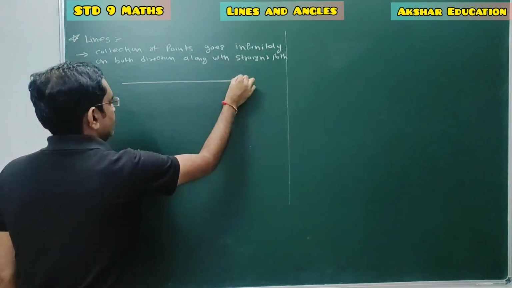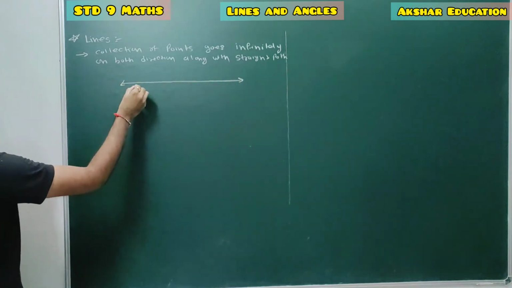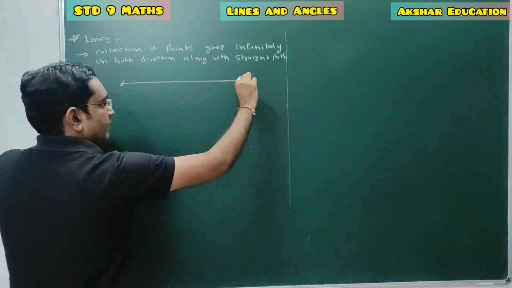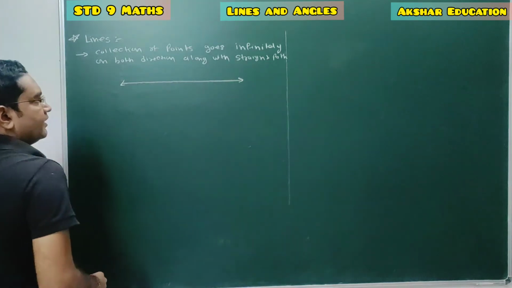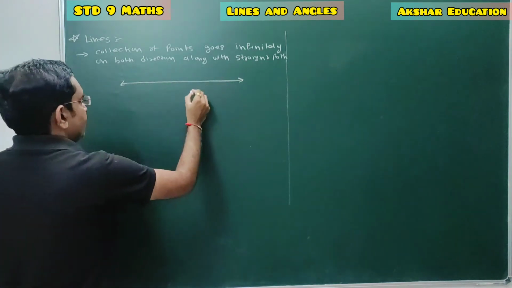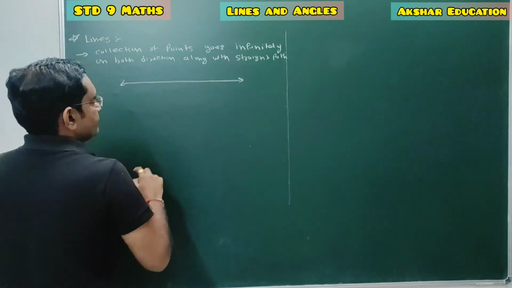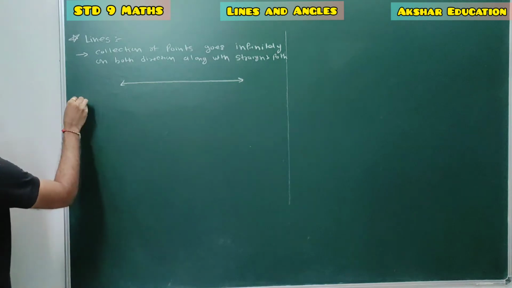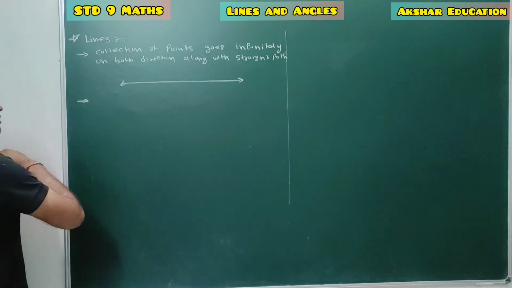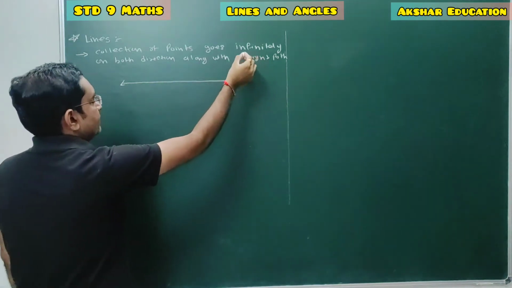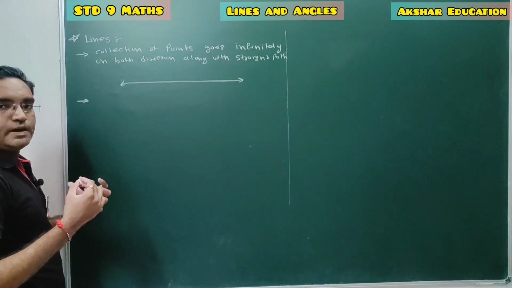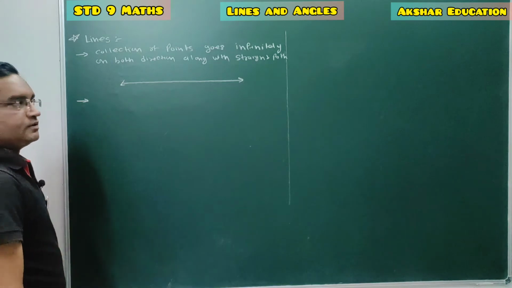So this is the collection of points. These are the infinite points which go infinitely on both directions, right direction as well as left direction, along with the straight path. The path is straight. So this collection of points is known as a line. Clear? So a line is nothing but the infinite set of points. It's a set of infinitely many points on a straight path.